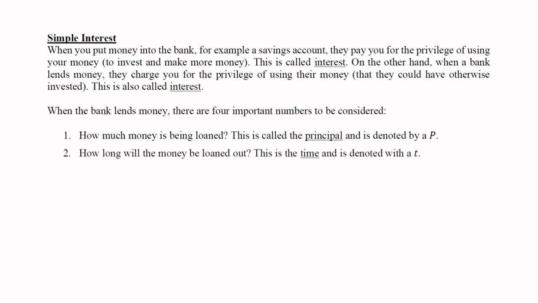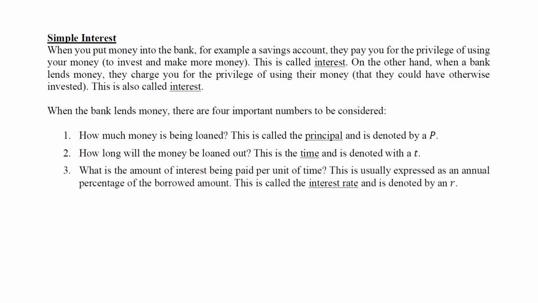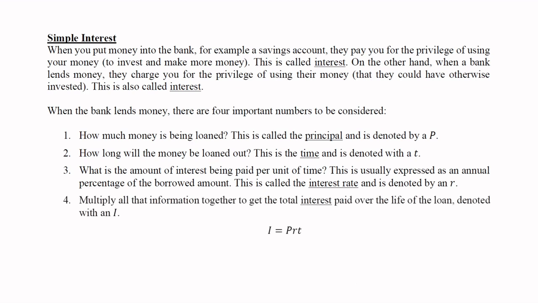This is time and is denoted with a T. What is the amount of interest being paid per unit of time? This is usually expressed as an annual percentage of the borrowed amount. This is called the interest rate and is denoted by an R. We're going to multiply all that information together to get the total interest paid over the life of the loan, denoted with an I. So I equals PRT, principal times the rate times the time.